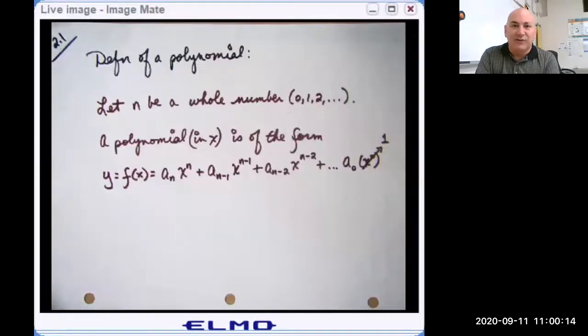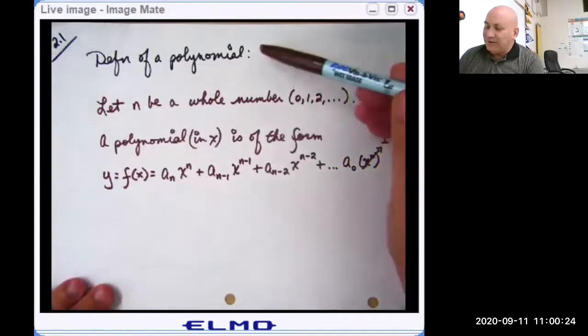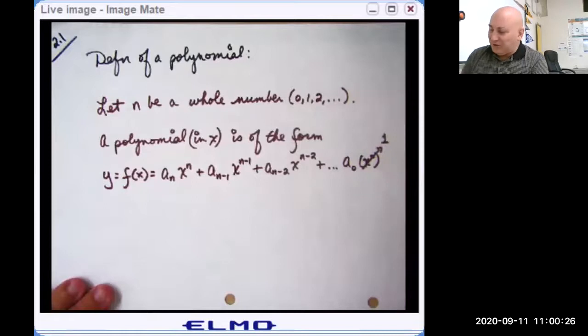Hello, pre-calculus students. Today we're going to start on quadratic functions, which when we graph them are parabolas. So let's take a look at this first slide. We need to define what a polynomial is.